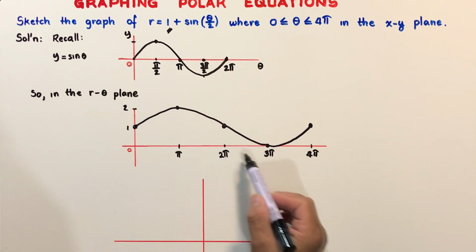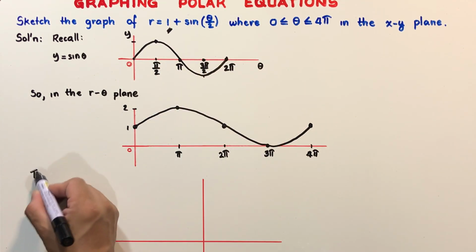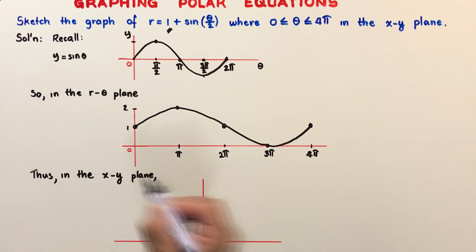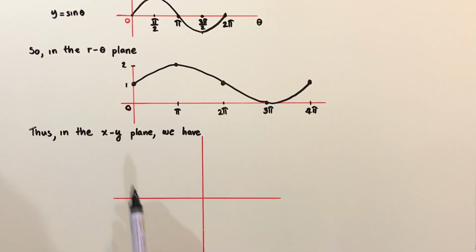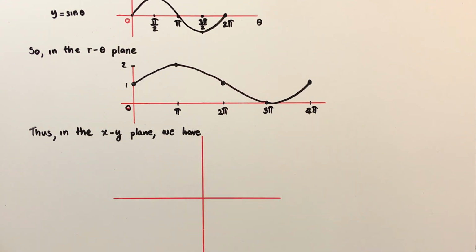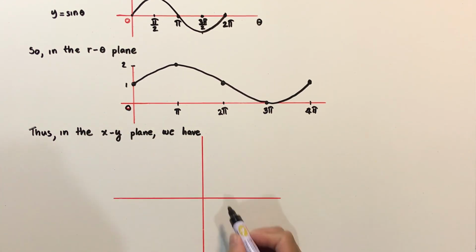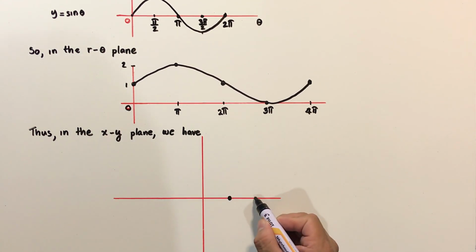So how can we use the graph of this one in the r theta plane to graph this one in the xy plane? In the xy plane, our theta is not anymore in this axis, but the theta here is the angle that revolves in a counterclockwise direction. And the r is the radius, the length of the radius of the graph. So at the angle of 0, the radius is 1. So it starts here.